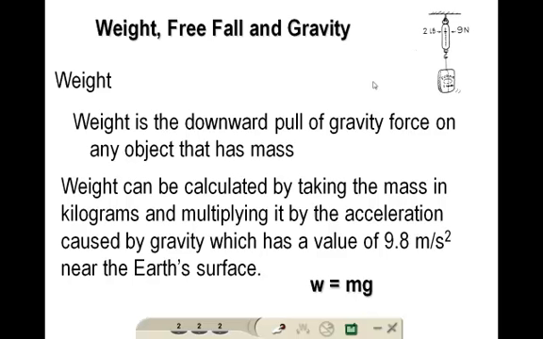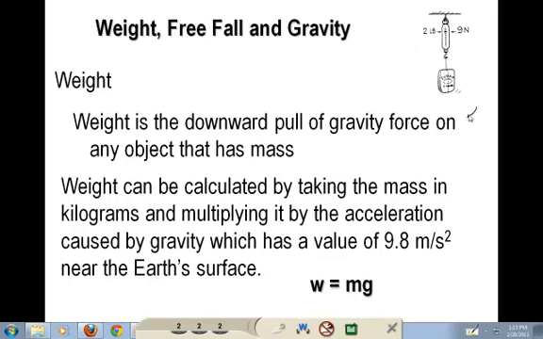The formula for weight is this: W, which is weight, equals mass times gravity. And gravity will always be this number right here, 9.8 meters per second squared. That is gravity, always. Okay, so let's go to the next one.